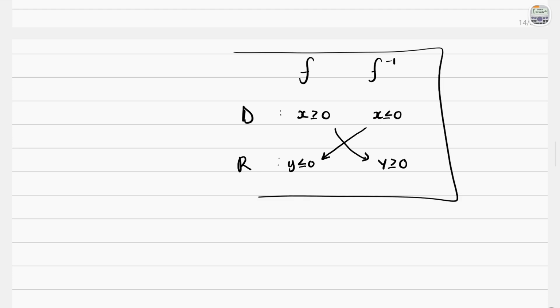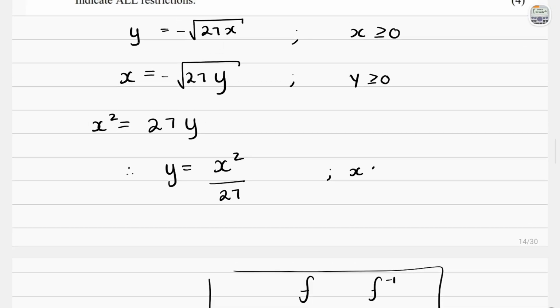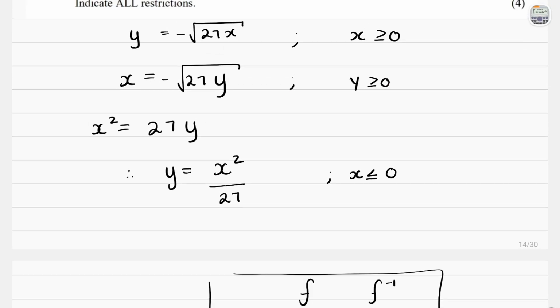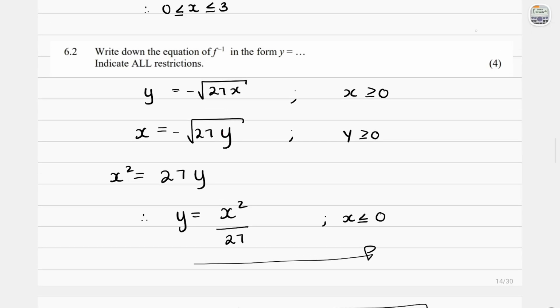You need to remember this relationship between the original and the inverse, okay? So that's what this is going to be. We're going to say where x is less than or equal to 0, and this is our answer. Moving on to the next question.